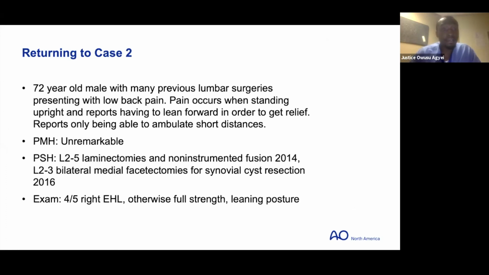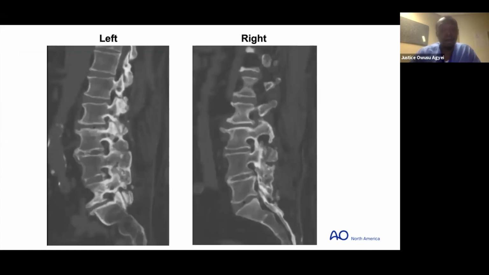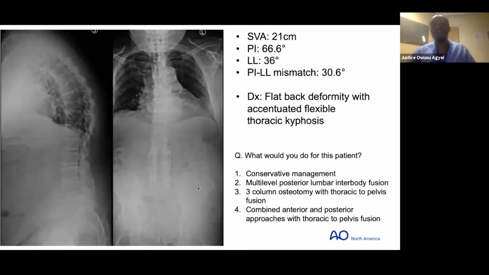So the second case, this is our gentleman, multiple lumbar surgeries with a fusion mass from L2 to L5. And I mentioned before, one of the important things to take into consideration is this open space at L5-S1, and also taking into account what I mentioned before about where we get most of our lumbar lordosis from. With all that in mind, what would everyone do for this patient?